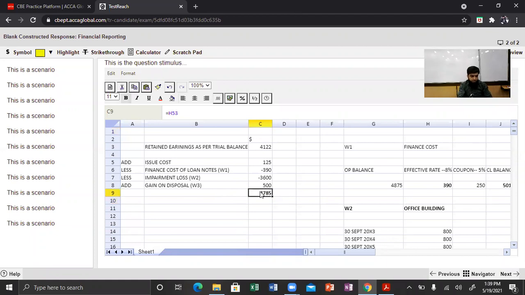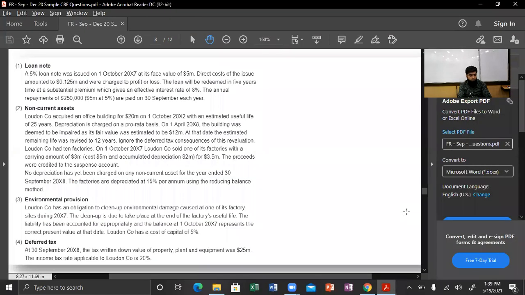Okay, so 4,785 is the depreciation of non-current assets, and definitely we are going to deduct this one as it will reduce the retained earnings balance. So we are going to reduce the retained earnings balance by 4,785. So that was the complete adjustment of point 2, that is the non-current assets, which we have done.